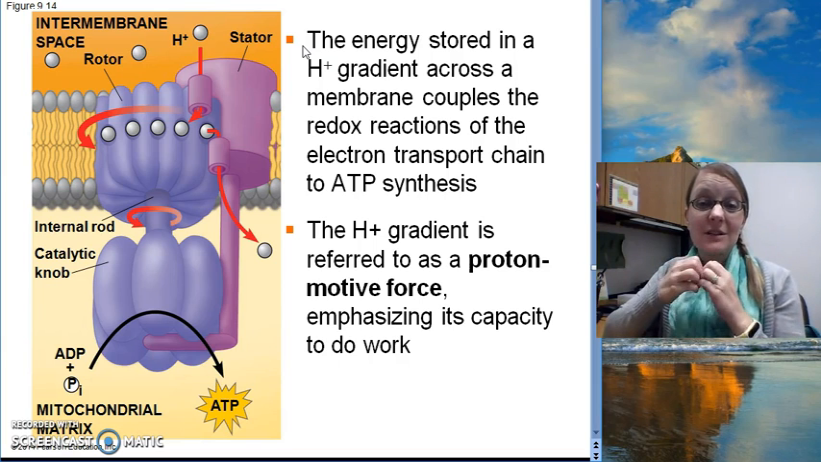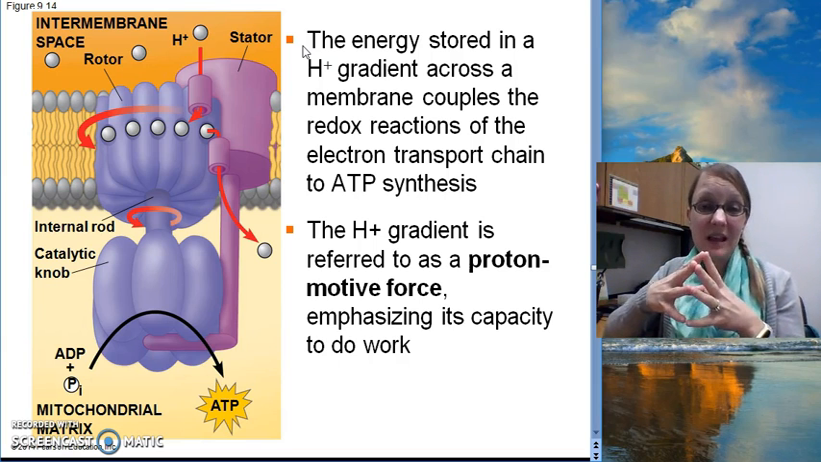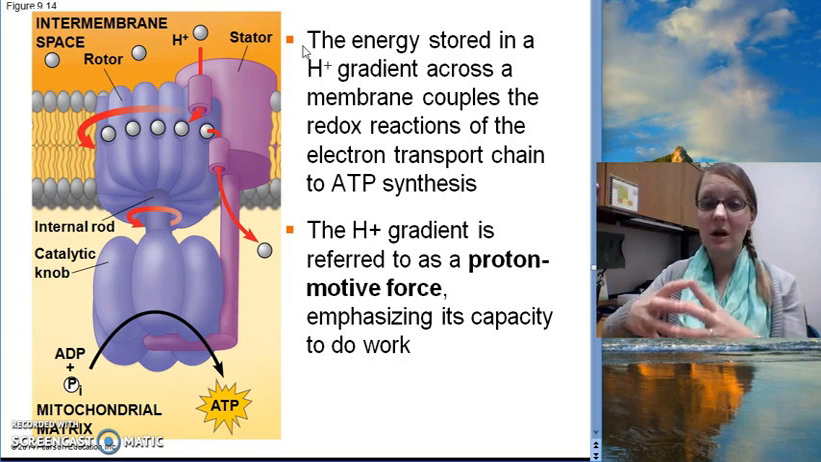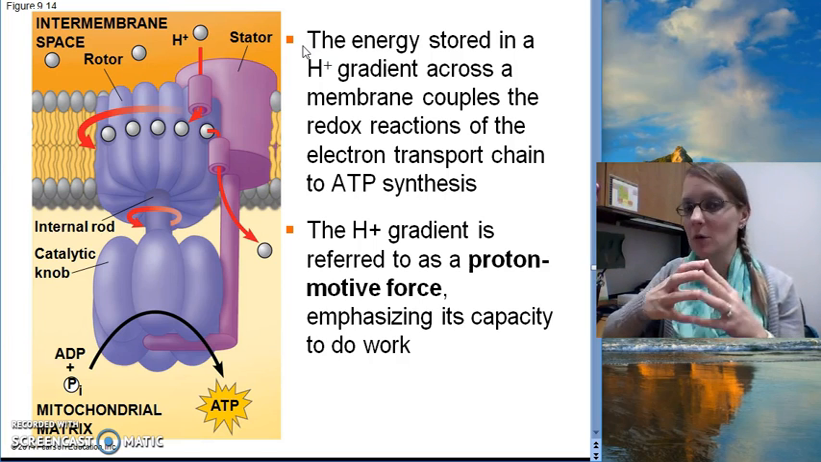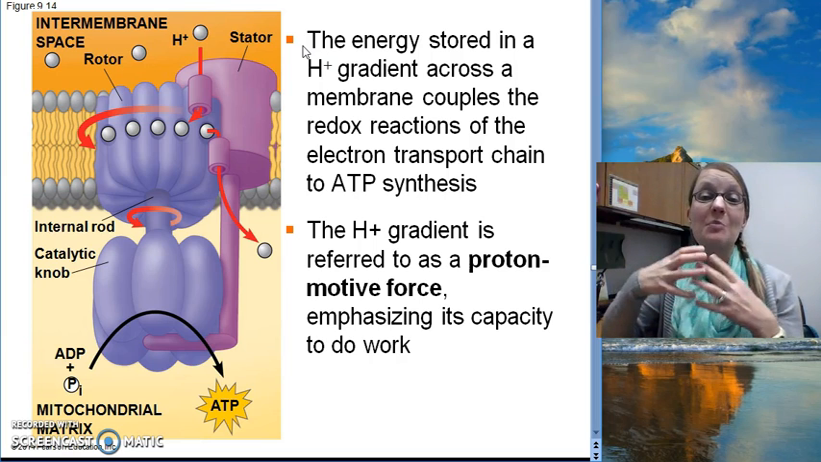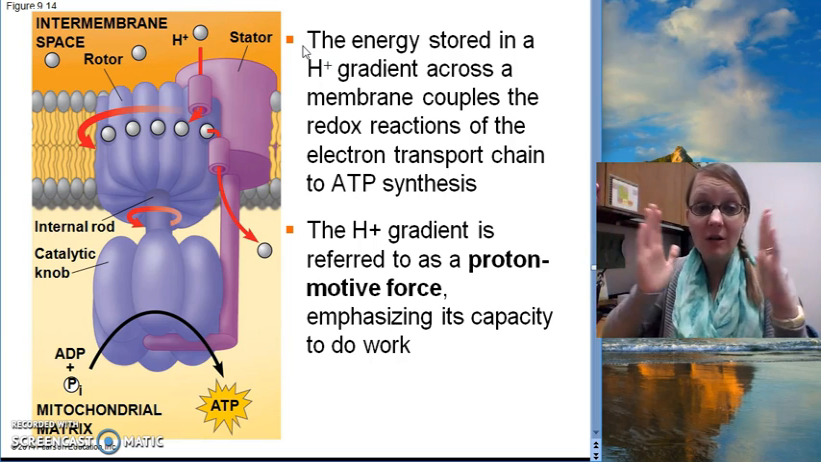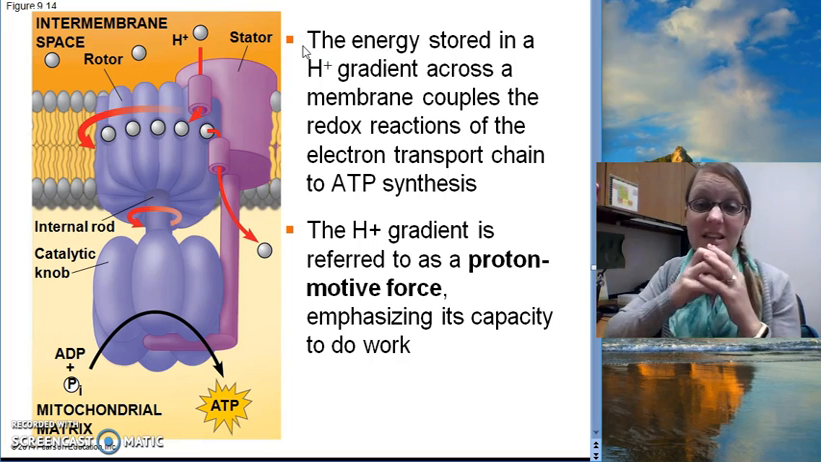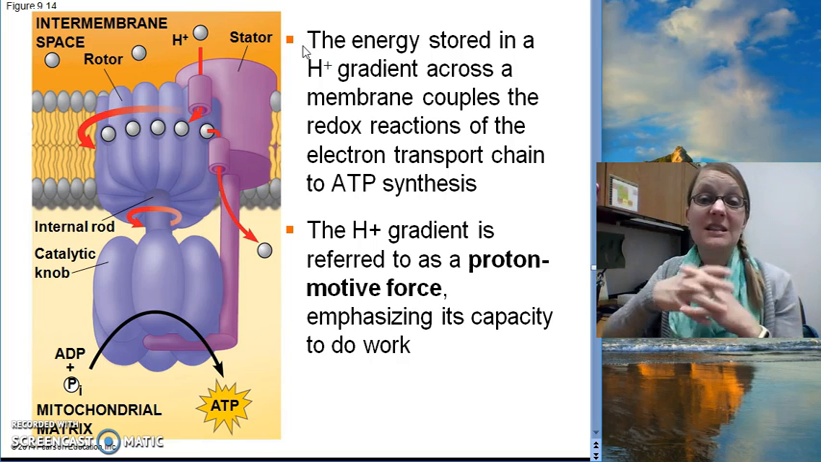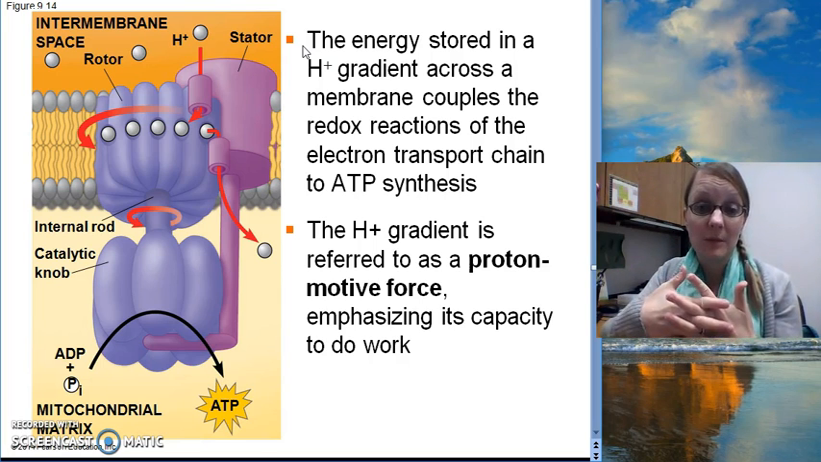We have a very special name that we give to that high hydrogen ion gradient in that intermembrane space. We call this the proton motive force. And it emphasizes the capacity of all those hydrogen ions squished together in that tight space. It emphasizes that its capacity to do work, right?